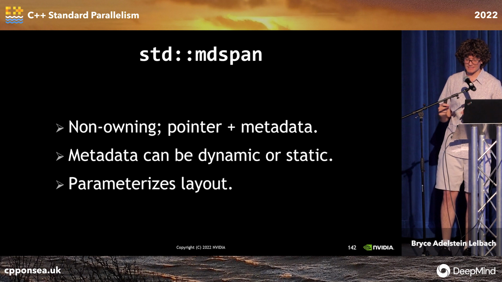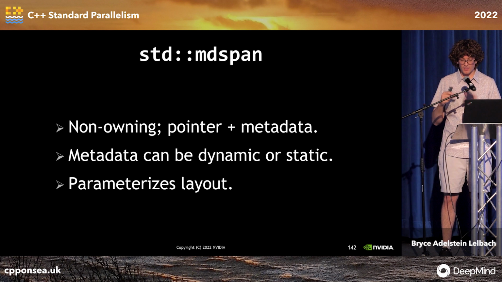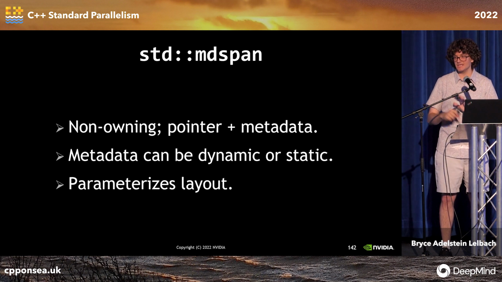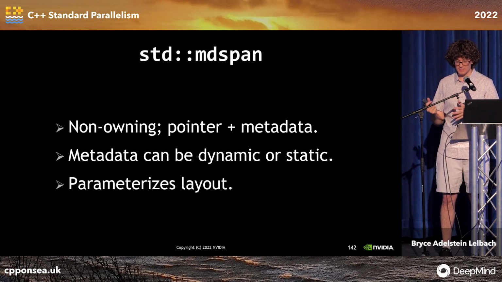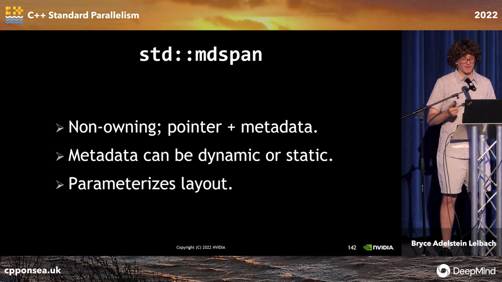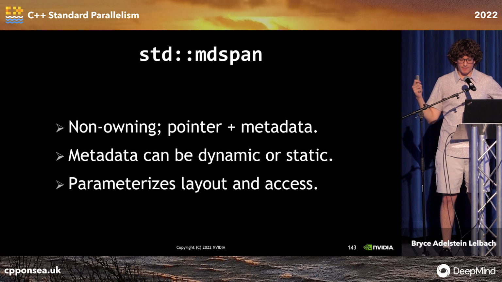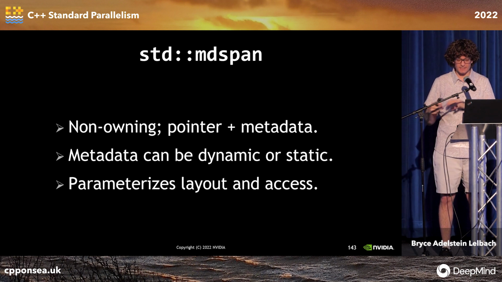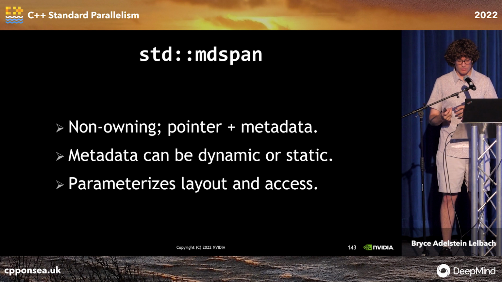MD-span parameterizes how a multidimensional index is mapped to a location in the underlying data. We call this parameter a layout, and it can express any kind of multidimensional structure. There are some concrete layouts in the standard library for the common use cases, but anyone can define their own layout and plug it into an MD-span. Likewise, MD-span parameterizes how it accesses the underlying data. The default is just to perform a normal C++ pointer dereference with an index, but with a custom accessor, you could instead use a special cache bypassing instruction, read from disk, or perform a remote memory access.